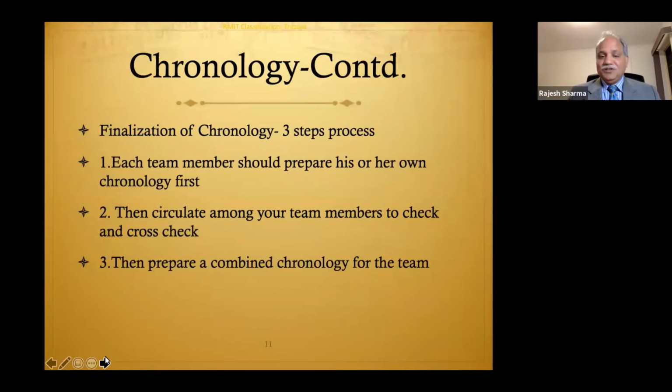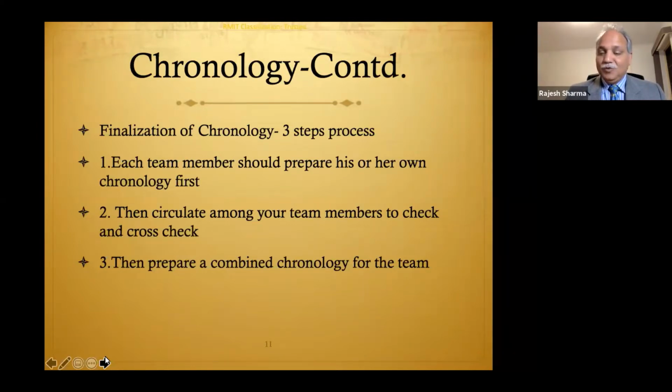After this circulation, I suggest that you make one final chronology, a combined one. So if you combine 5 people's work into one, that will become your team's combined chronology. Trust me, if you do that, you will not miss any facts. It will be very, very surprising if you miss something. But even if you have missed something, no problem.